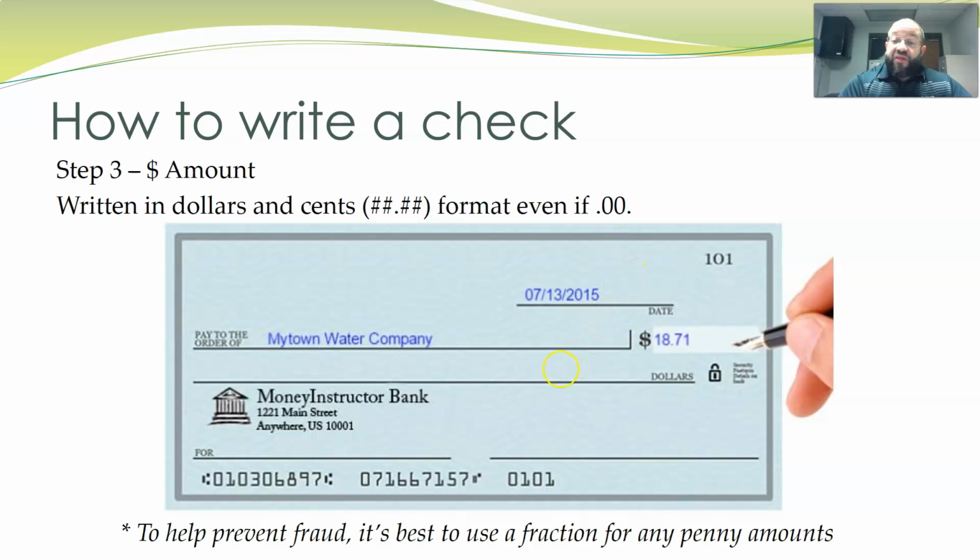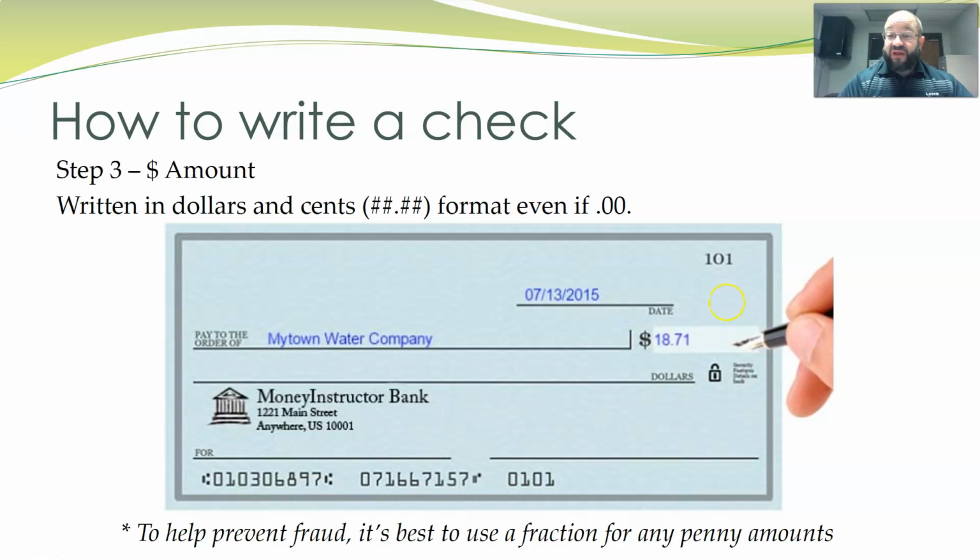all right? Now, they're putting a little dot here for the penny sign, okay? And you can do that. There's nothing wrong with that. However, read this little note from Mr. C down here. To help prevent fraud, in other words, people from unscrupulously modifying and manipulating your check, it is best to use a fraction for any penny amounts. So you would write, instead of 18.71, okay, you would write 1871/fraction, right, over 100. Why 100? Because there's 100 pennies in every dollar, okay, and that helps prevent the fraud.